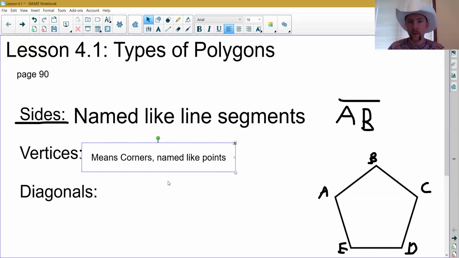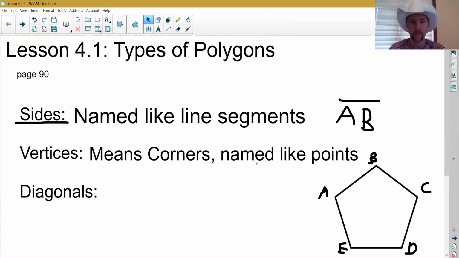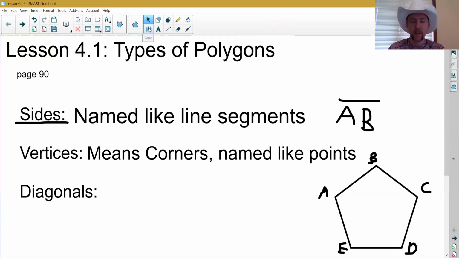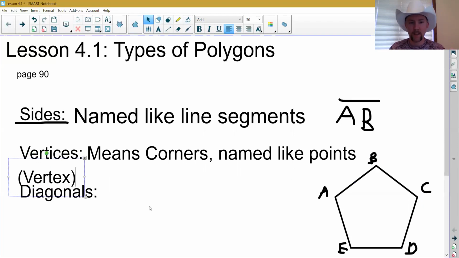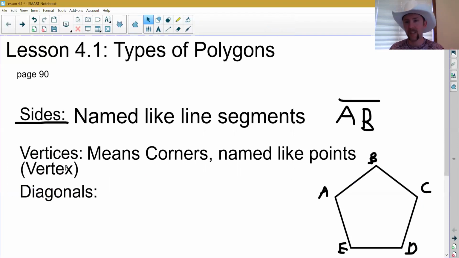So just with capital letters. Okay, so for example, we might say vertex B, vertex D, vertex C, okay? Singular form of vertices, by the way, is vertex, right? So when you have a vertex and you're talking about just one, like vertex A or vertex B or whatever, you're going to say vertex. A number of them together, you're going to say vertices. I have 5 vertices, or I have 3 vertices, or whatever.